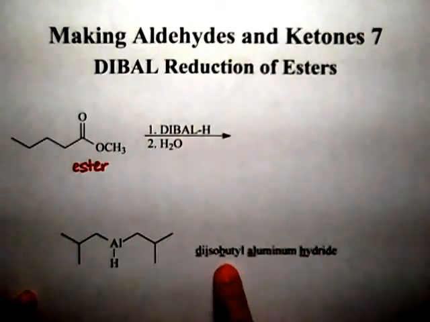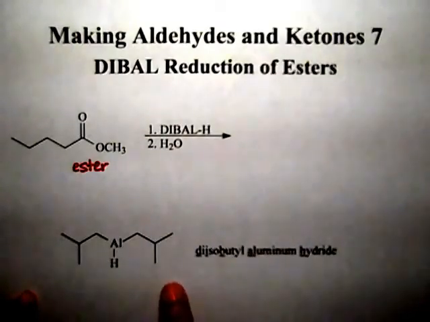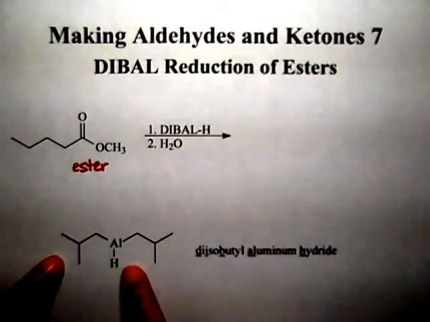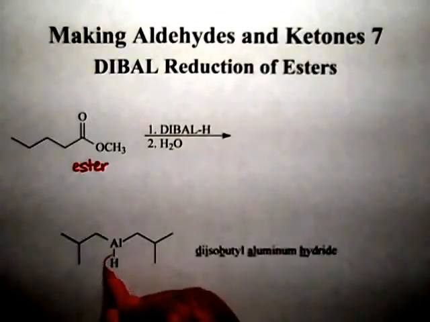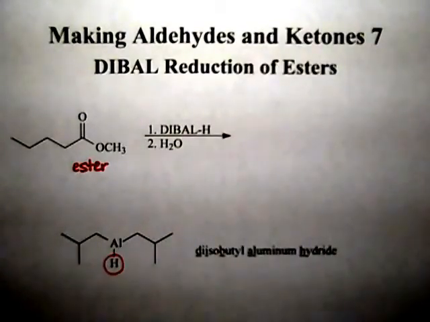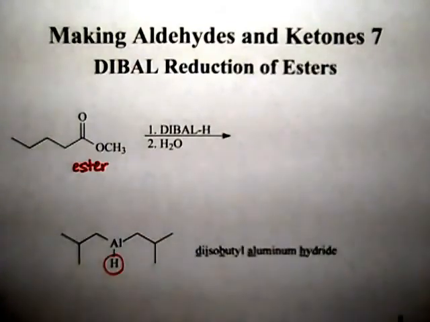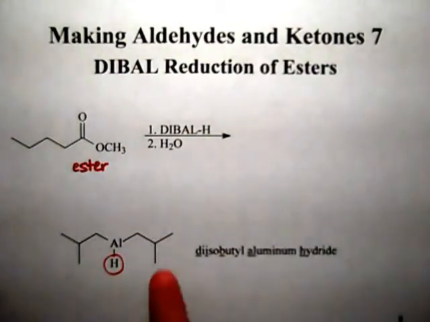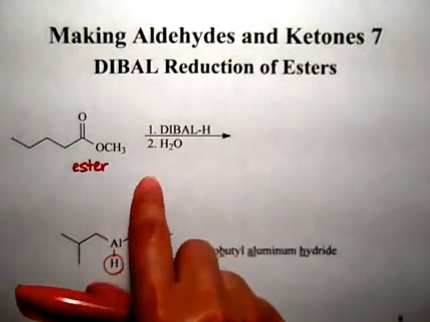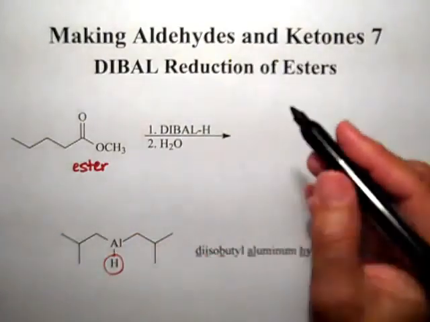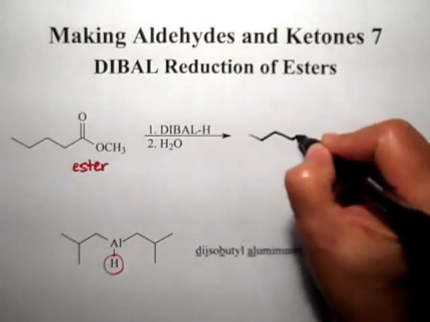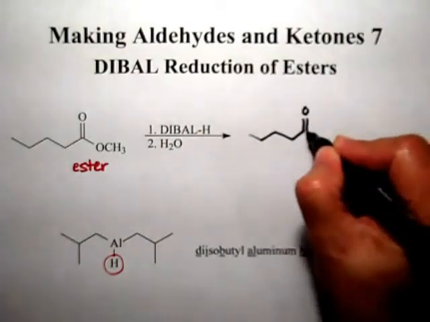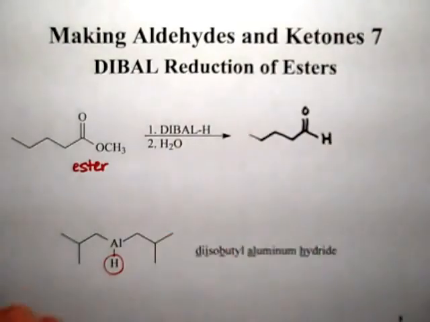DIBAL stands for diisobutyl aluminum hydride, and notice that I have a hydride. So I have the aluminum and I have the hydride, but I only have one hydride. It's like lithium aluminum hydride, but it has only one hydride. Notice that I still need two steps for this, but the important thing is that I can take an ester and react it with DIBAL, and I can isolate the aldehyde out of it.